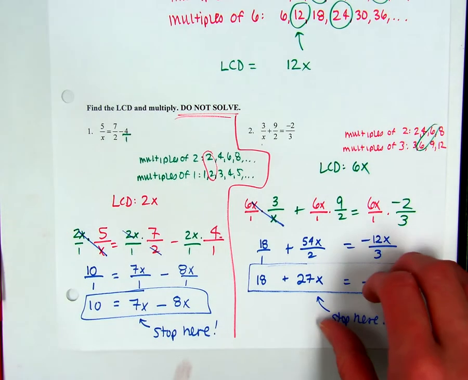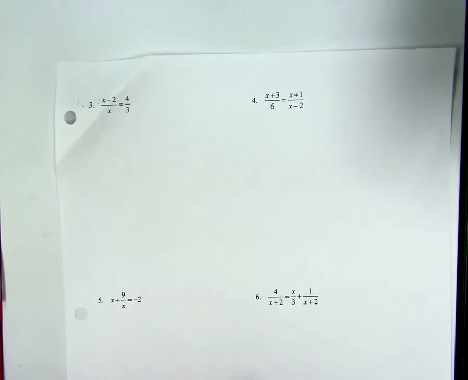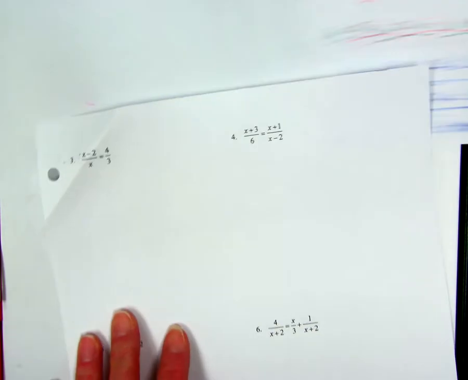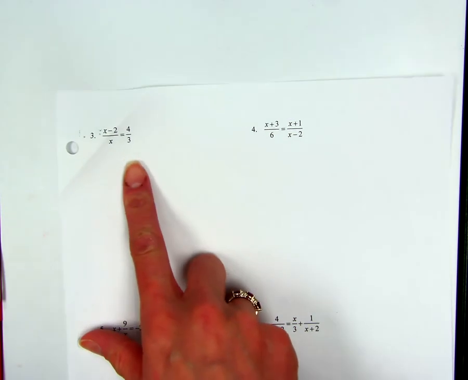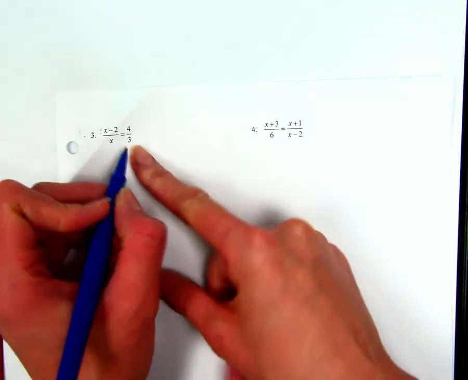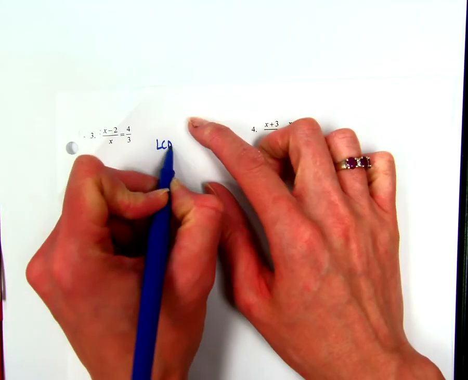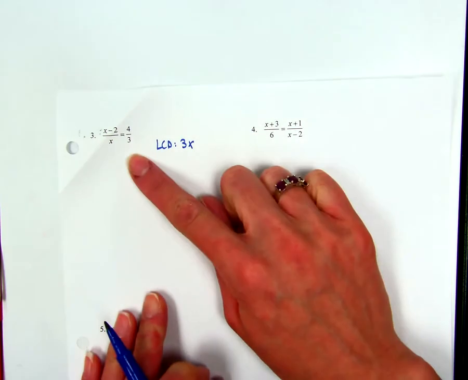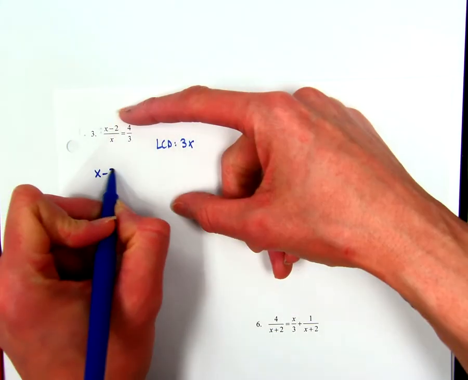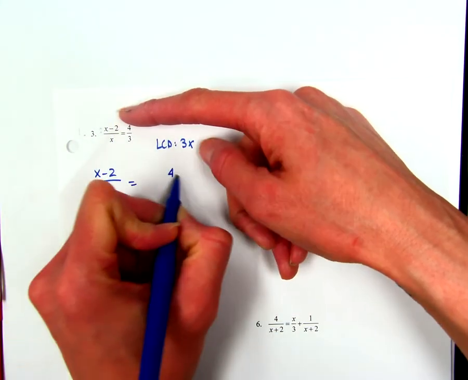All right, look at the next page. All right, so we're going to do the same thing. Now notice there's only 2 denominators here. So we only need to look at the 3 and the x. So my LCD is just going to be 3x. Okay, so I'm just going to rewrite this. x minus 2 over x equals 4 over 3.